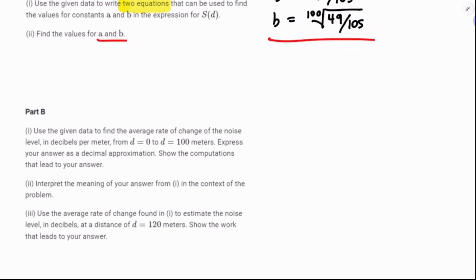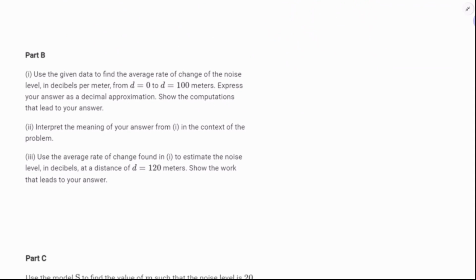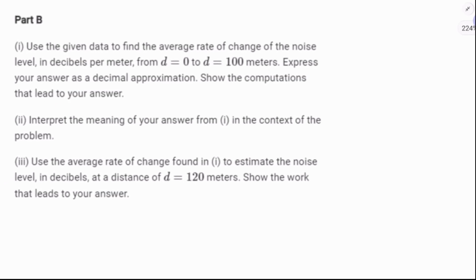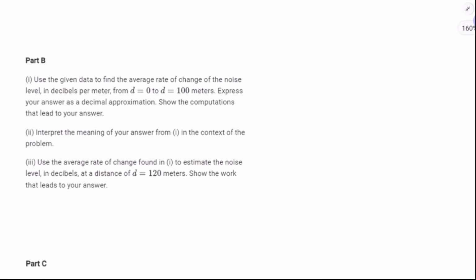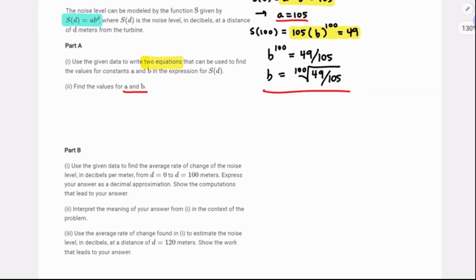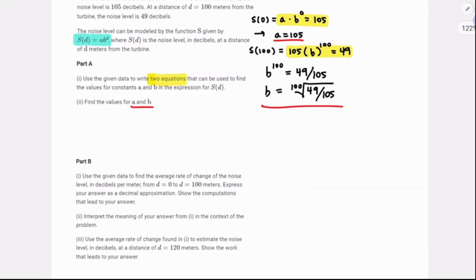Use the given data to find the average rate of change of the noise level in decibels per meter from d equals 0 to d equals 100. Well, they gave us both of these. Yeah. So it was 105.